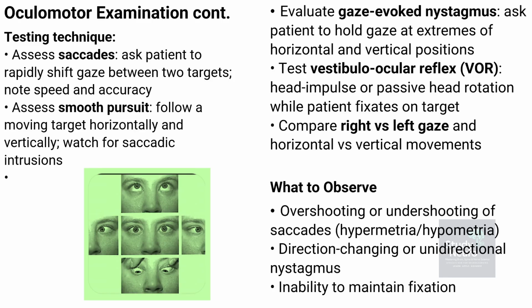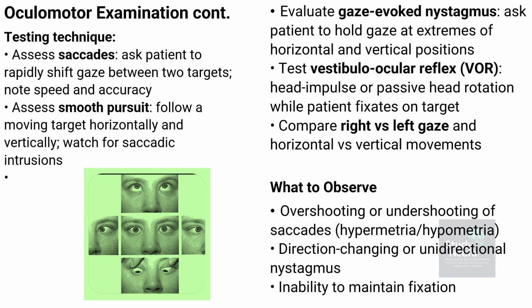Then, assess gaze holding by asking the patient to look to the side and keep their eyes there. If the cerebellum is not stabilizing gaze properly, the eyes drift back toward center and repeatedly correct, producing gaze-evoked nystagmus. This is especially characteristic of vestibular-cerebellar involvement.